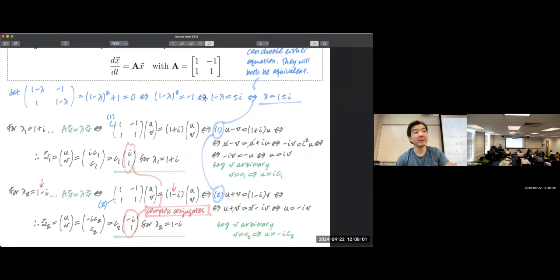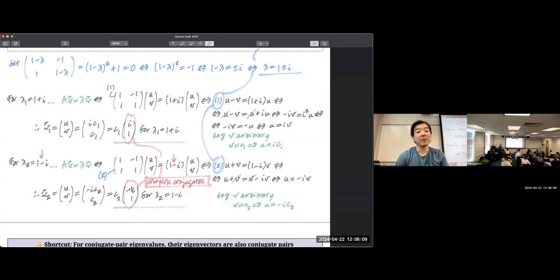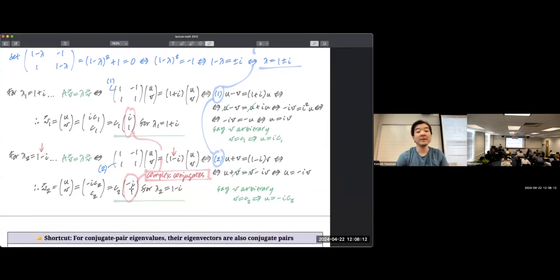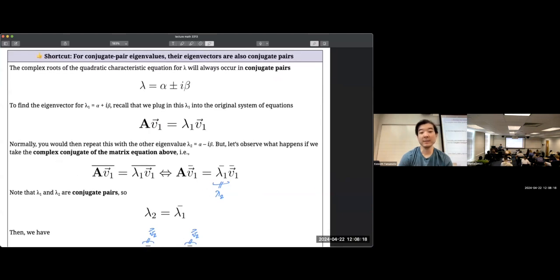Your quadratic equation, when it has complex roots, will be in conjugate pairs. Their eigenvectors will also be in conjugate pairs, which means that anytime you see i in one, the other will have negative i. And this is always true due to this proof. So if you have eigenvalues that are complex conjugates, so lambda is alpha plus or minus i beta, and then you found the eigenvectors by plugging in lambda 1 here, trying to find the v1 that satisfies it. So let's say you find an eigenvector v1 that does satisfy this equation.